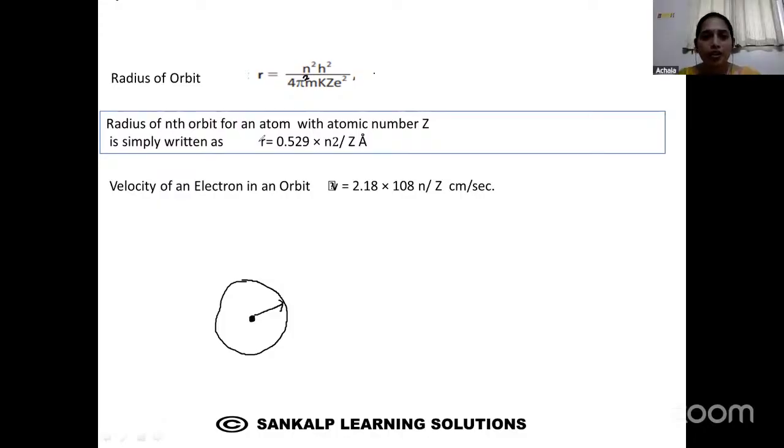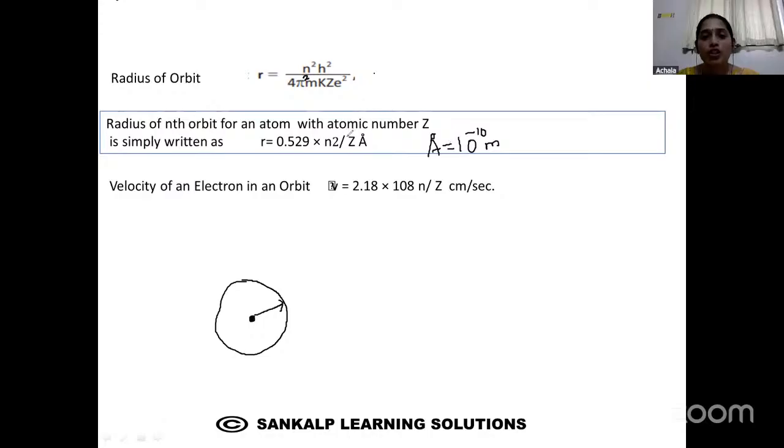This is the equation: n square h square divided by 4 pi square m k z e square. This is the equation to find out the radius. No need to memorize this one. The simplified way to find the radius of Bohr's orbit: r is equal to, when we put in all the values and simplify, its value comes to 0.529 angstrom. Angstrom is equal to 10 raised to minus 10 meter.